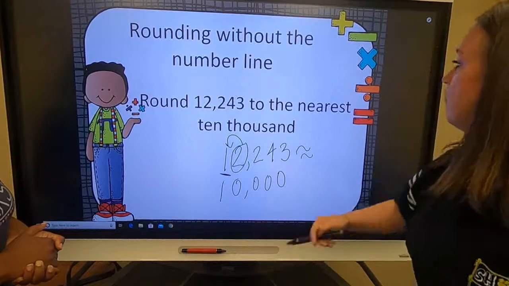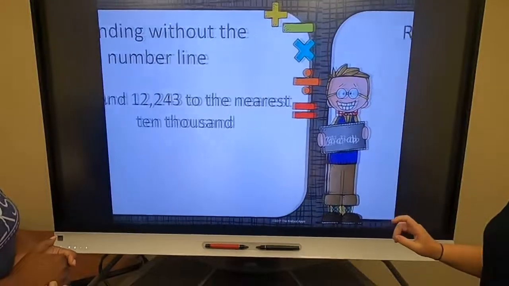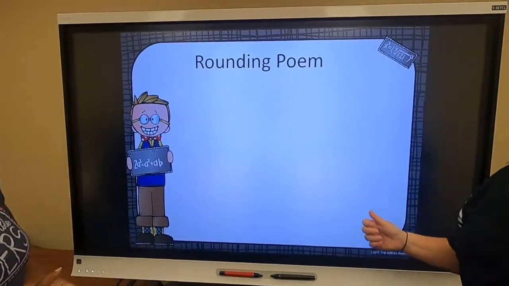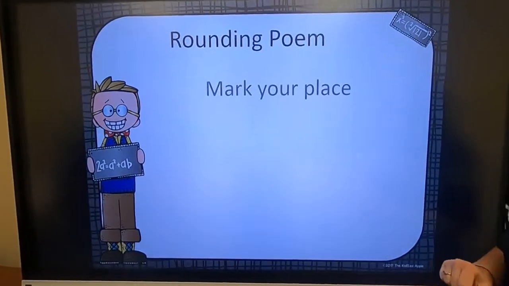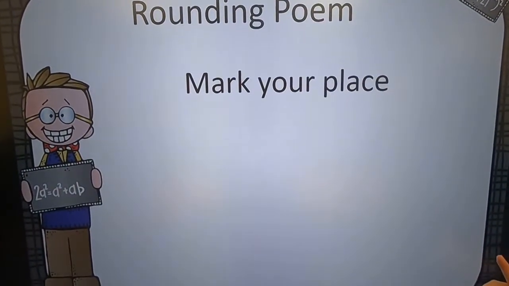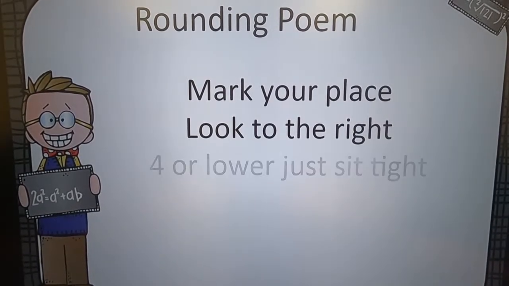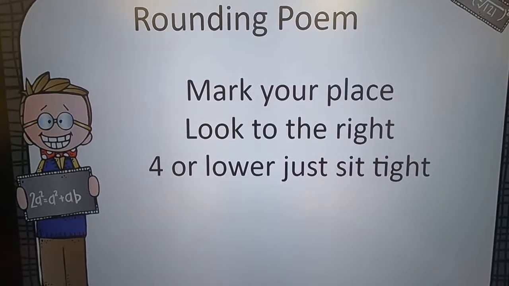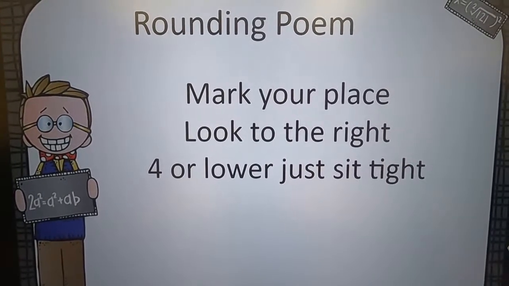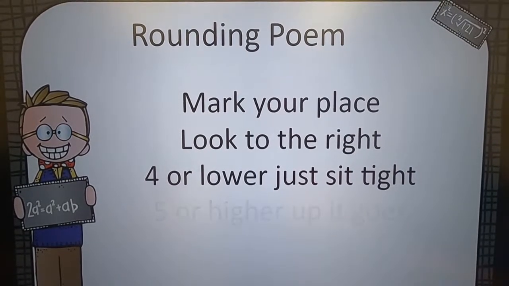So now we have a little poem that we do in our classroom to help you remember those steps if you choose to not use the vertical number line. If you want to jot this down, you can. So the first line is mark your place. That's where we underline. Look to the right, and we always circle that number. 4 or lower, just sit tight. Meaning if that digit to the right is 4 or lower, being a 4, 3, 2, 1, or 0, your rounded digit just stays the same.